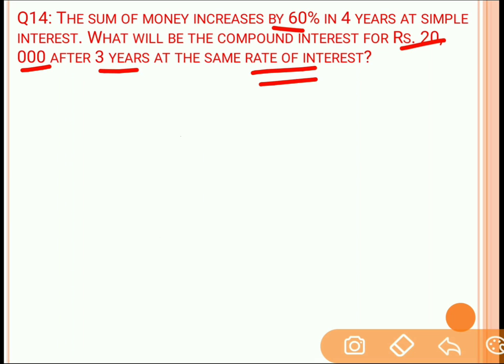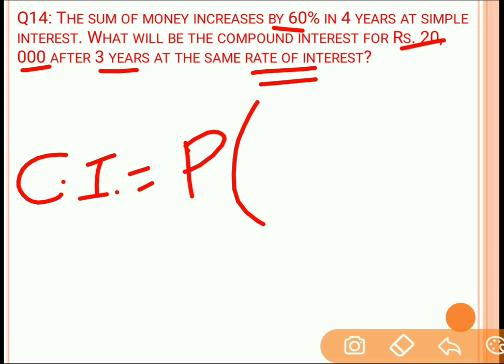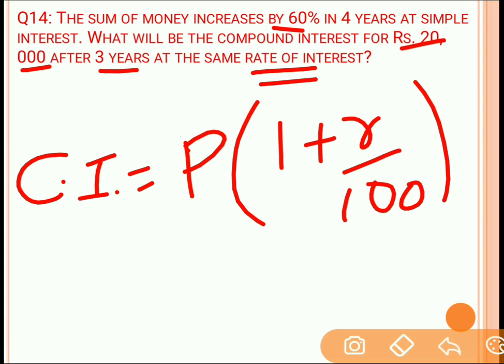Now at 15% per annum, 20,000 rupees is given for 3 years, then we need to find out the compound interest. The simple way to do it is to use the formula: compound interest is equal to principal, which is 20,000, into 1 plus R by 100 raised to n, minus principal.